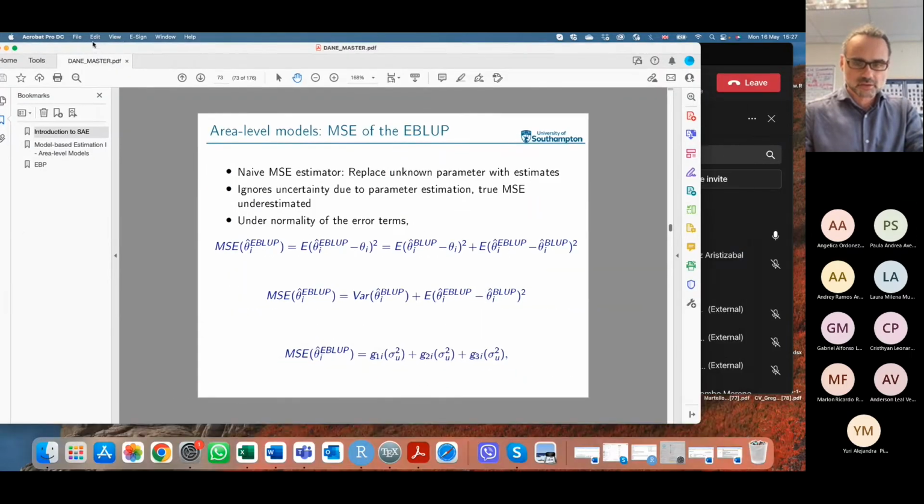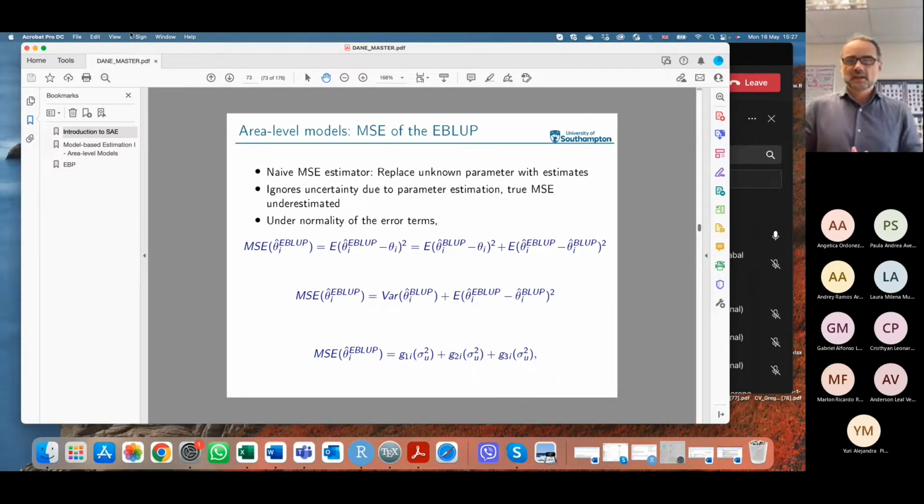So I'm going to continue and say that one of the biggest tasks in small area estimation, especially when you go to model-based methods, is to find a way to estimate the uncertainty around the estimates. And that leads us to something that has dominated the small area literature for a very long time, and it's still a key area of work, and that is finding appropriate ways of estimating the mean squared error.